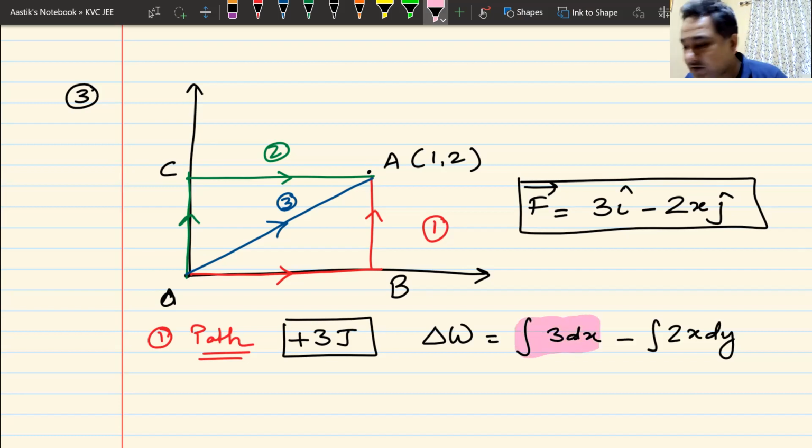Right. So the first integral 3 dx. It's a very simple integral. 3 will come out. The integral of dx is x. We can integrate this from the value of x. The value of x is varying from 0 to 1. Very good.